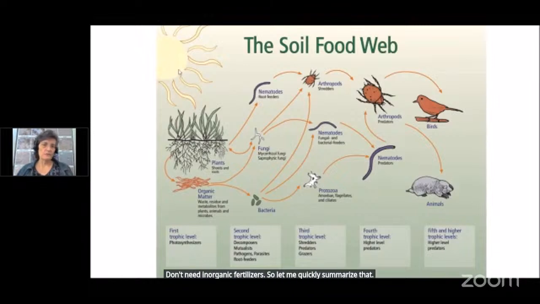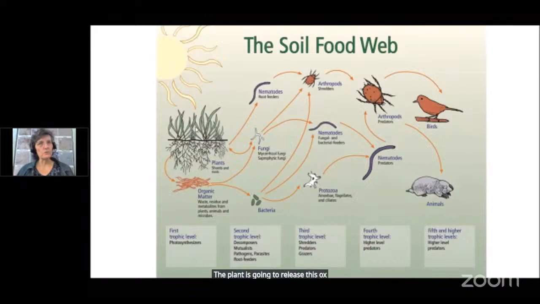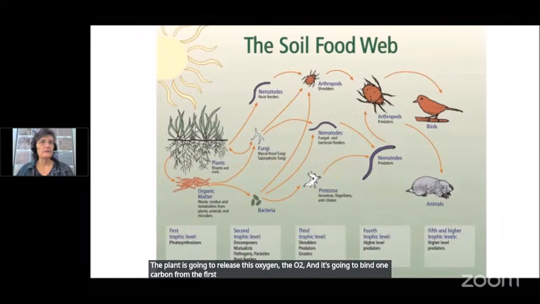First of all, of course, we're going to start with sunlight. Sunlight is energy coming to the planet's surface, and photosynthetic organisms, of which plants are just the most recent to arrive on this planet, take it up. As that sunlight hits, the plant takes up CO2 and is going to release oxygen, the O2, and it's going to bind one carbon from the first carbon dioxide to a carbon from the second carbon dioxide.